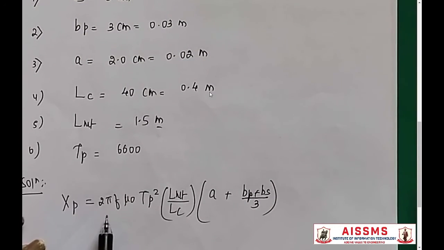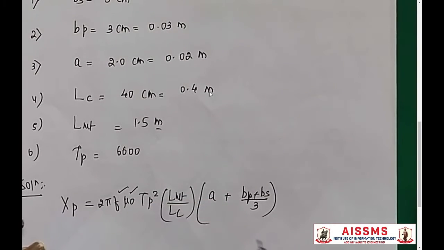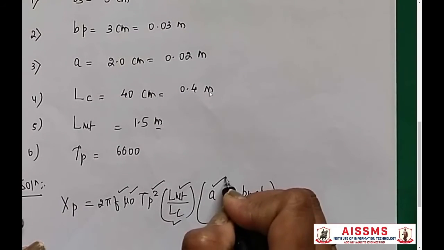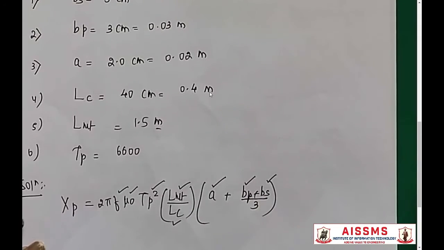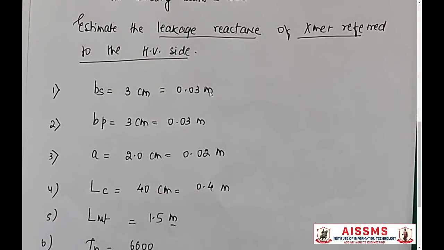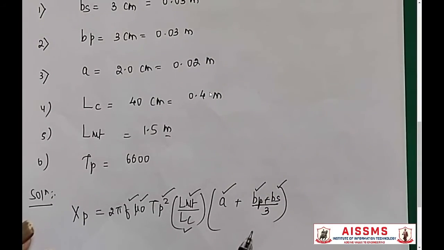Now let's check whether all the values are available with us. We know the frequency, mu naught is a constant, number of primary turns are given to us, LMT and LC are also available, small a, that is width of the duct, is given, width of primary winding and width of secondary winding are known. So there is no confusion in this. Once you have converted the given data, you can easily put the values and calculate it.